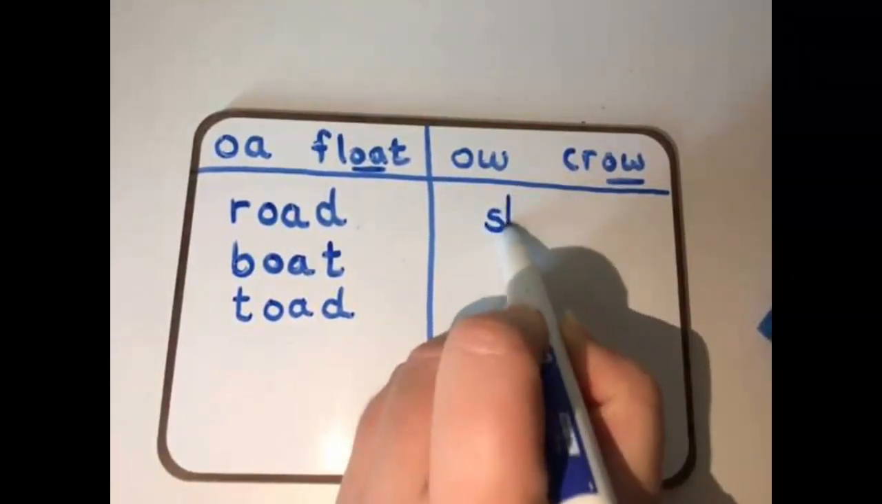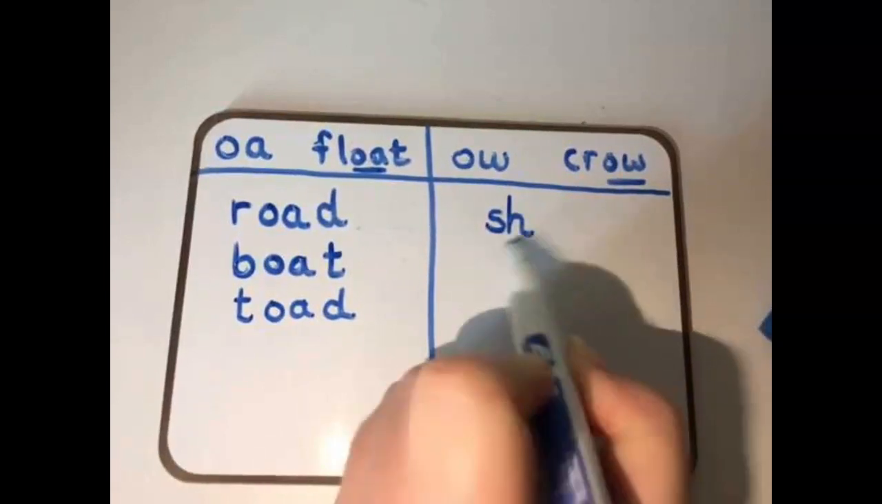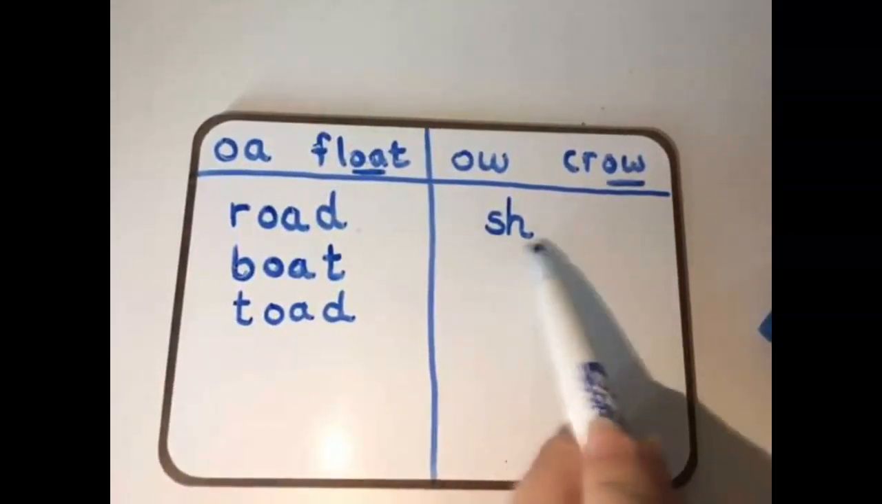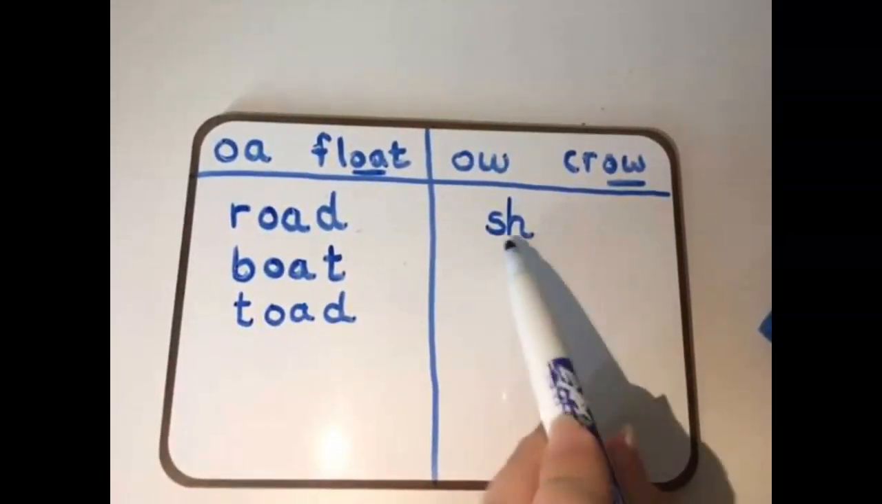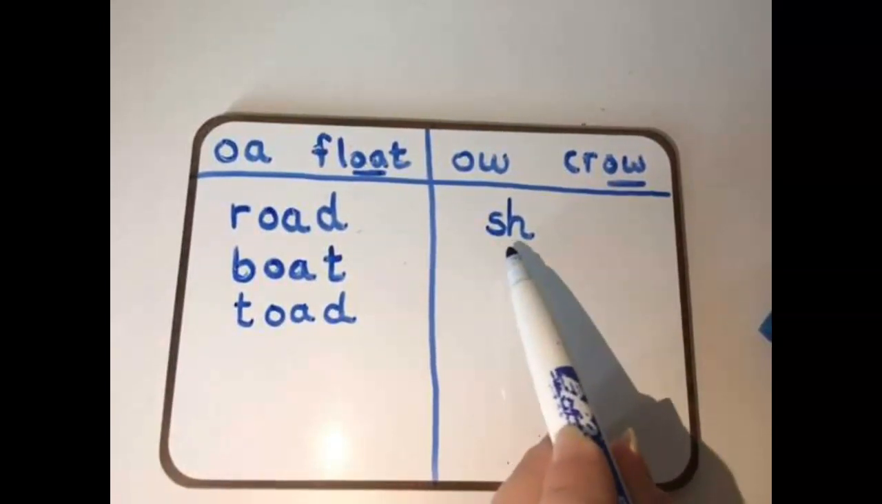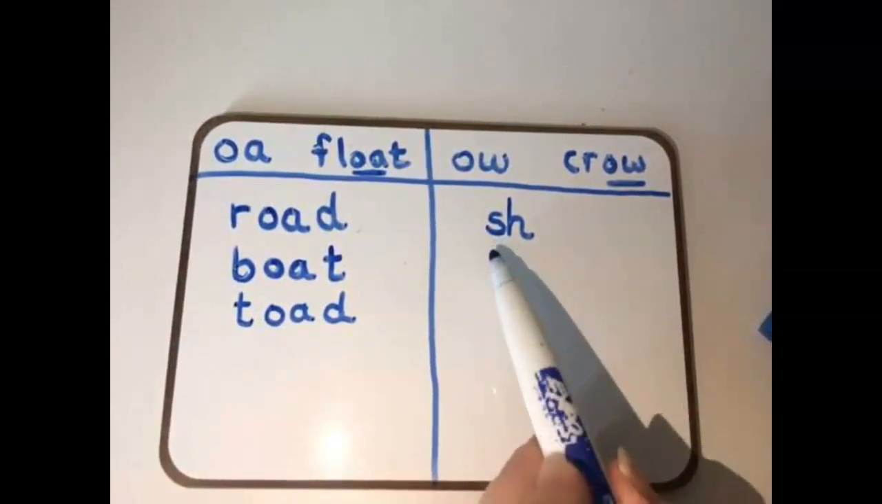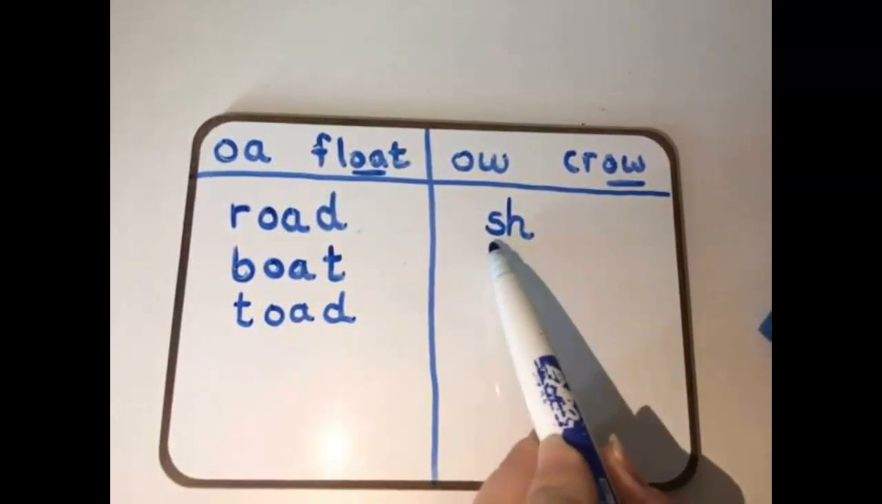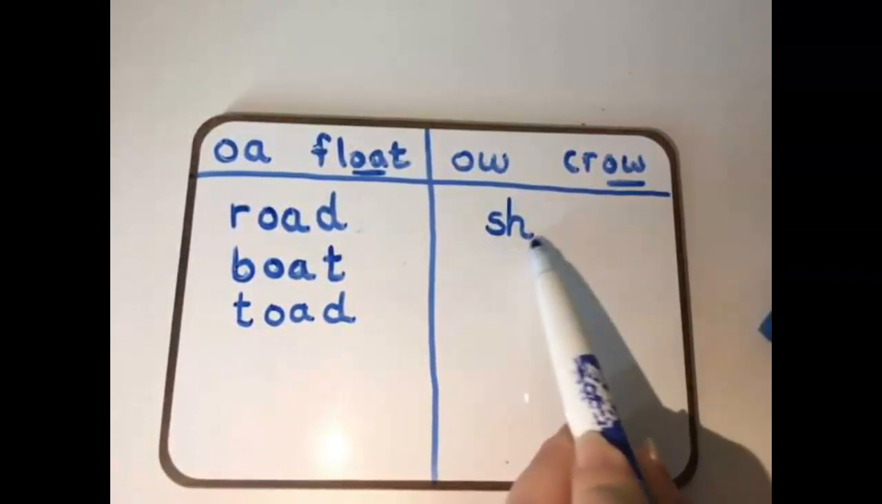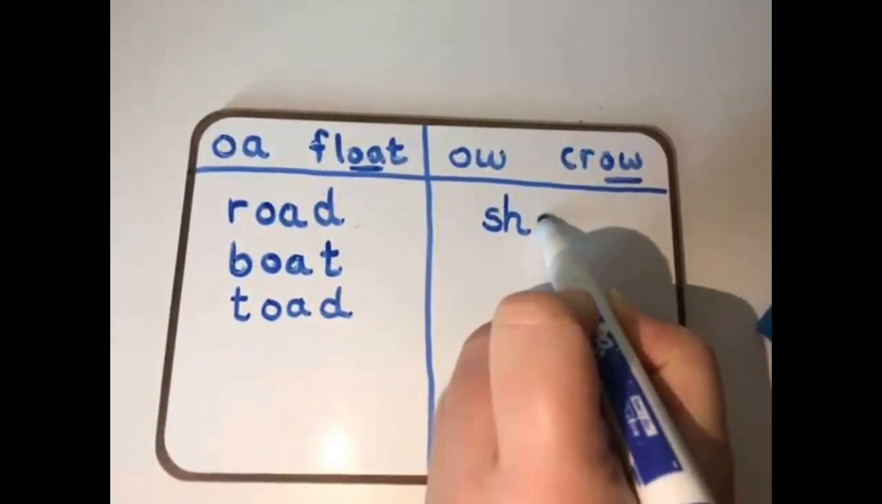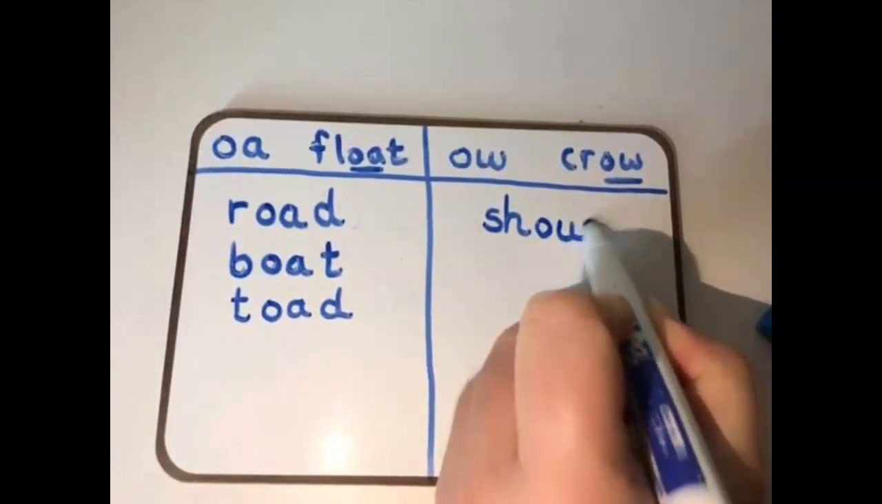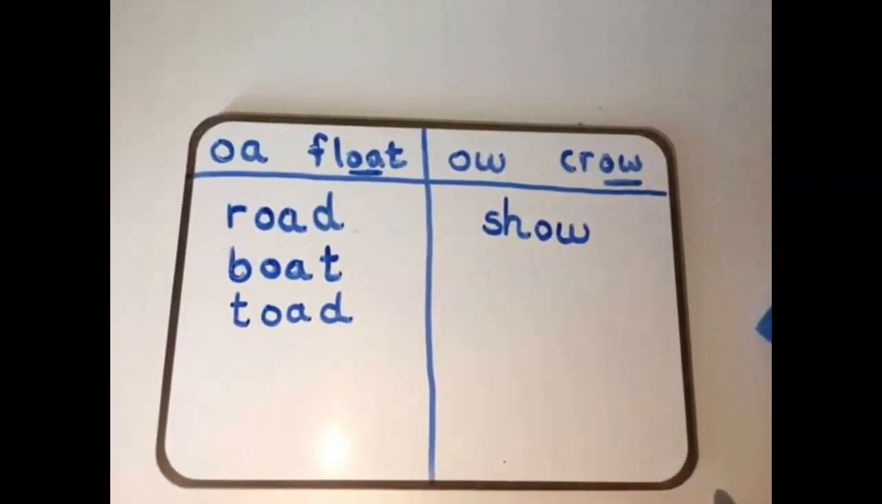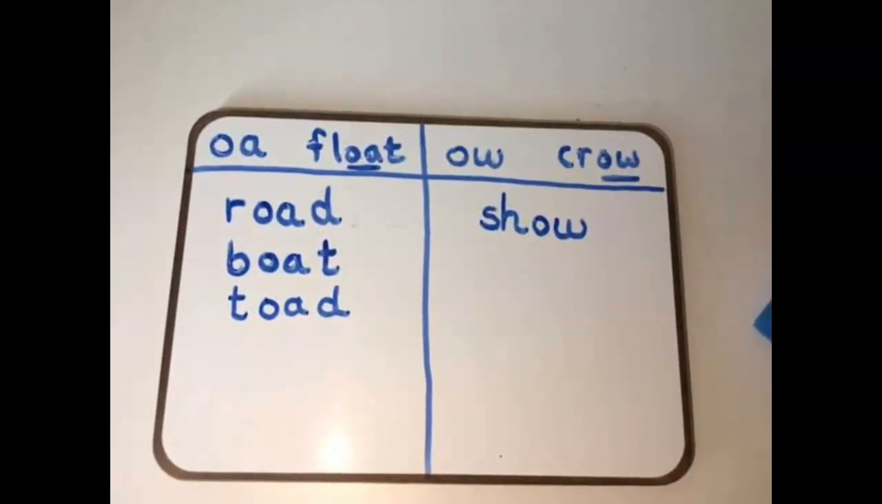Sh. That is what we call a digraph. This is a special kind of phonogram that when these two letters go together, they change the sound that they make. So instead of saying s-h, it's now sh. Sh-o. Show is O-W for the O sound. Does it look right? Yes. So there we have the word show.